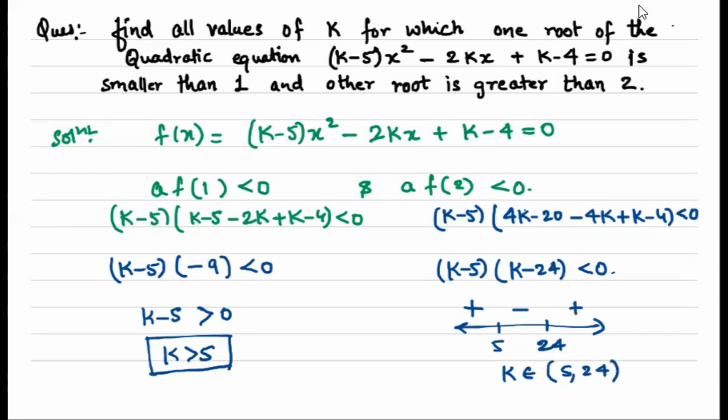Isn't it? Now what is common between them? k is greater than 5. Common thing is 5 to 24. So what is our final answer? This itself is our final answer. k belongs to 5 to 24. Common between this and this is this. Okay. So I hope you have understood the third and the second scenario of roots lying between or on either side of the given number.